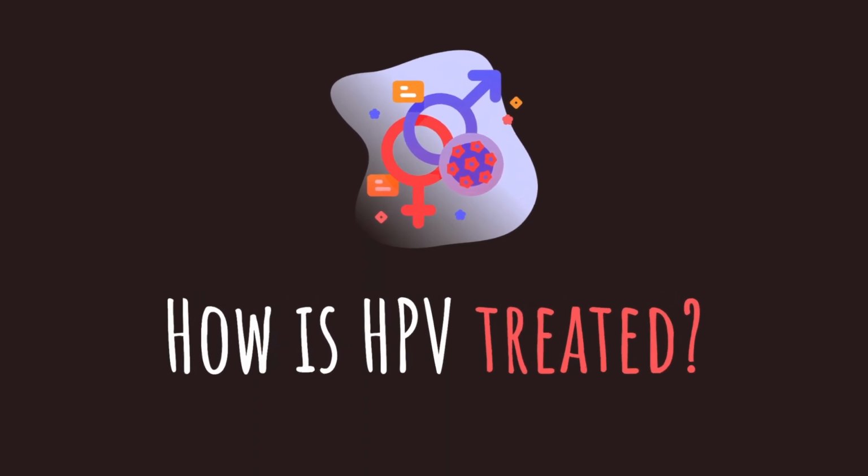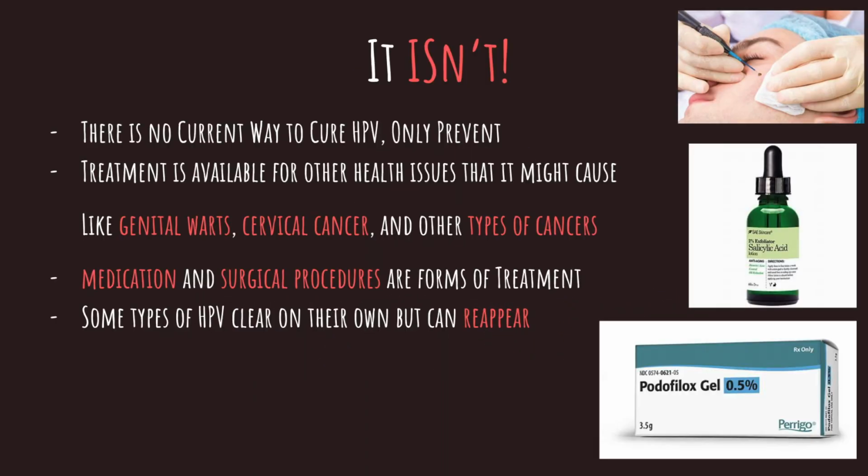How is HPV treated? It isn't. There is no current way to cure HPV, only prevent. Treatment is available for other health issues that it might cause, like genital warts, cervical cancer, and other types of cancers. Medication and surgical procedures are forms of treatment for these symptoms. Some types of HPV clear on their own, but they can reappear.